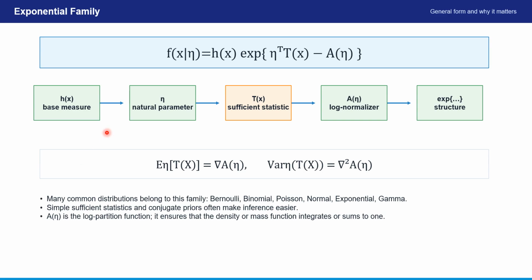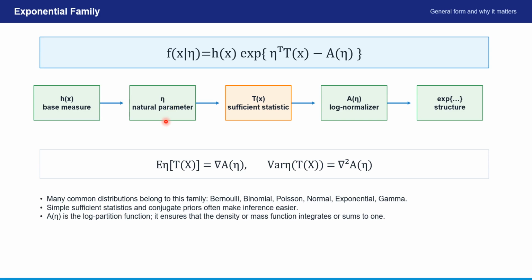Let us explain the parts. H of x is called the base measure. It depends on the data, but not on the parameter eta. Eta is the natural parameter. T of x is the sufficient statistic. A of eta is the log normalizer or log partition function. Its job is to make sure the density integrates to 1 or the probability mass function sums to 1.